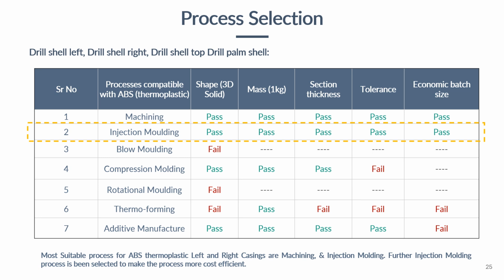Moving on to selecting the best manufacturing process for ABS thermoplastic drill shell casing. We evaluated methods based on material compatibility, shape, mass, section thickness, tolerance, and batch size. Machining and injection molding met all the criteria. Other methods like blow molding and thermoforming failed the key requirements such as section thickness and tolerance. Additive manufacturing lacked viability for mass production due to limited batch size. Injection molding was chosen for its cost efficiency, making it ideal for large scale production.